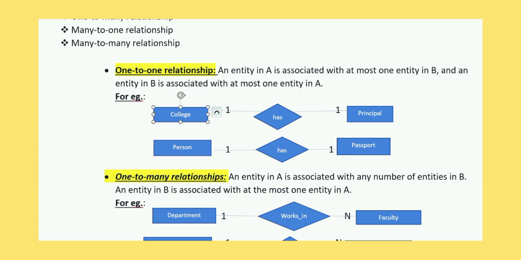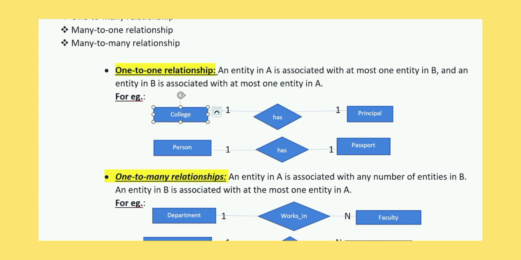From the left side, one college has one principal. Here I have mentioned the relationship as 1-to-1. On both sides you can see 1-1 written here, so that represents a relationship in ER diagram. The concept of entity relationship diagram I have already explained on my YouTube channel with the help of definition, types, their important notations, and one example also. So you can take help from there, otherwise I will provide the link in the description box. Fine. So one college has one principal. I hope you are able to understand the concept of one-to-one relationship.